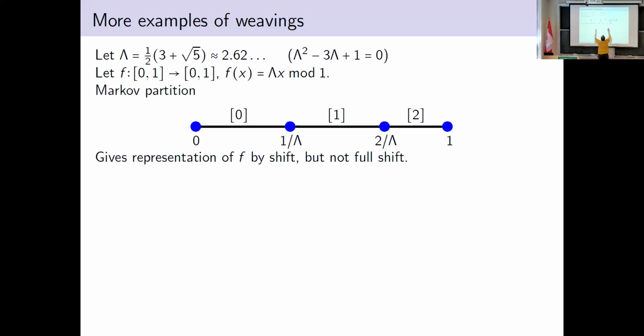This interval is divided into 3 intervals. This interval is divided into 3 intervals. And I know exactly where this point here is mapped to because it's a fixed point. So the symbolic address of the fixed point is 2, 1, 1, 1, 1, 1. And that's really the only thing I need. Again, I only care that it's a factor of the shift, nothing else.